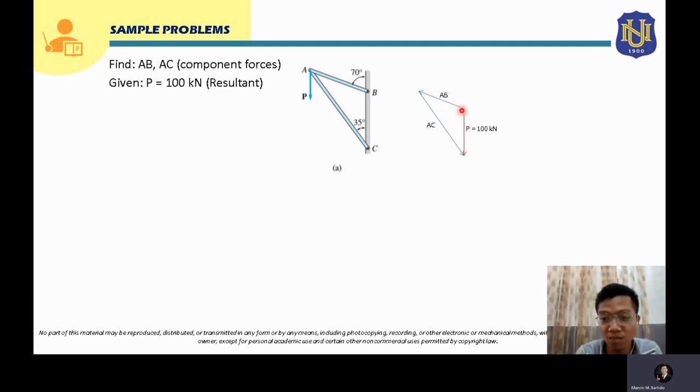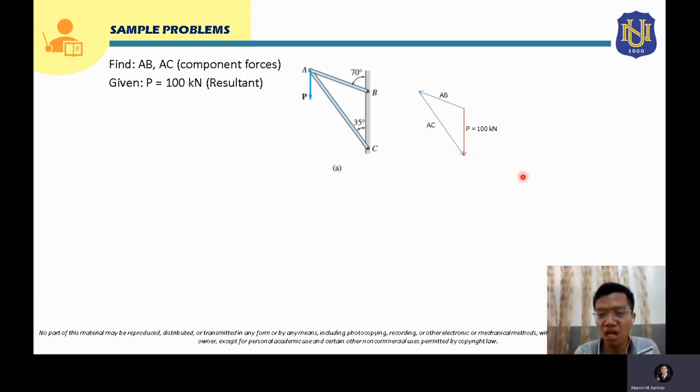From the tail of your resultant, because as you recall, the direction of your resultant is from the tail of the first vector to the tip of the second vector. So your first vector should be placed from the tail of your resultant, because that's how you draw it using triangle law. After drawing this first vector, which is AB, and this is 70 degrees from the vertical, now you have to draw the second vector, which is this member AC. It should be drawn from the tip of the first vector, and its direction will be from the tip of your first vector to the tip of your resultant, right? So this will be the direction of your component force AC.